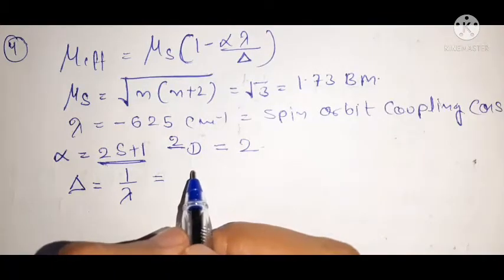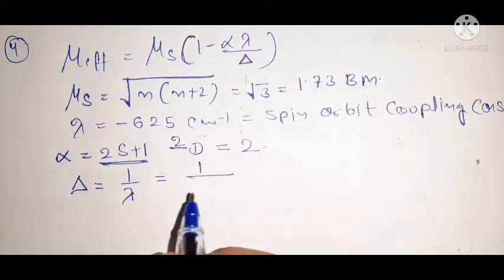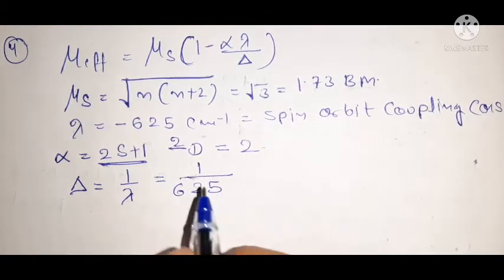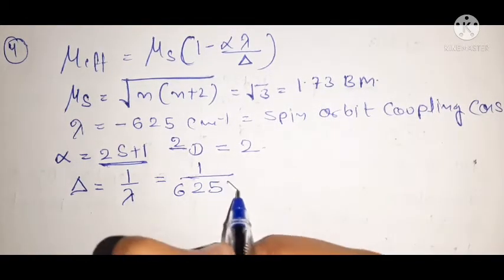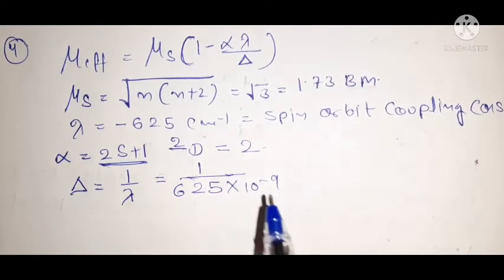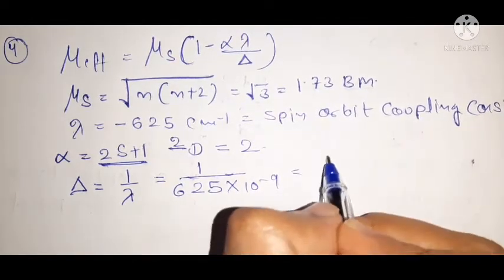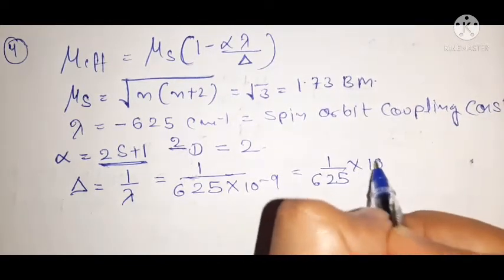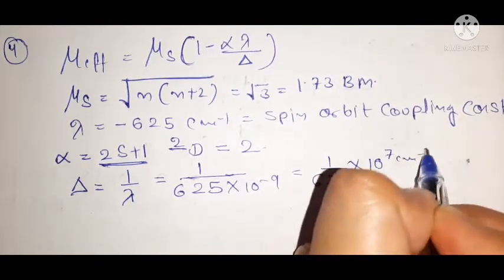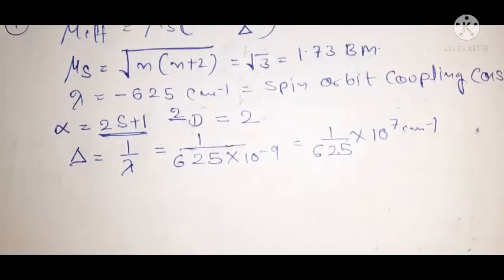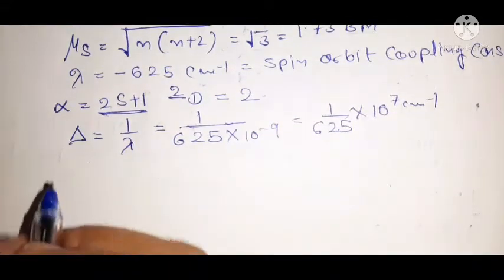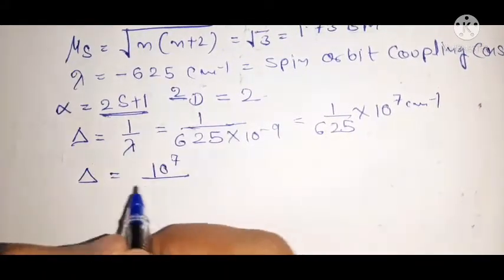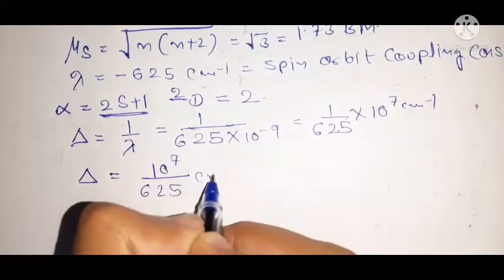The value of delta is equal to 1 upon lambda, and here its value will be 1 by 625 into 10 to the power 9 meter, because it is in nanometer. So it will be 1 by 625 into 10 to the power 7 centimeter inverse, when we convert nanometer to centimeter. So the value of delta will be 10 to the power 7 upon 625 centimeter inverse.